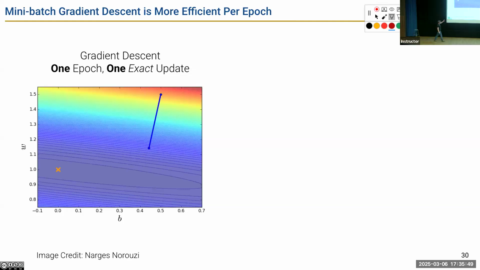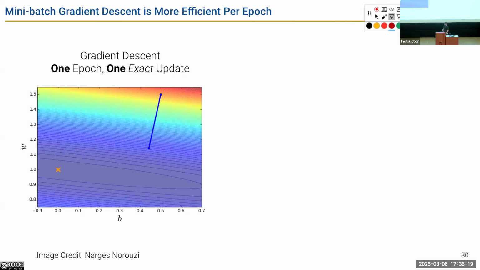What we're looking at on the left here is one epoch of vanilla gradient descent, standard gradient descent, what we've been learning so far. We get a perfect estimate of the gradient, the exact gradient, and we can follow that exact gradient, and we get one update. So we start at this set of parameters, in this case B and W here, and with a perfect gradient, we end up here. So that's one update and one epoch.